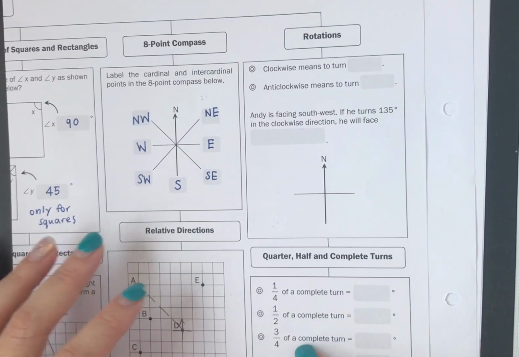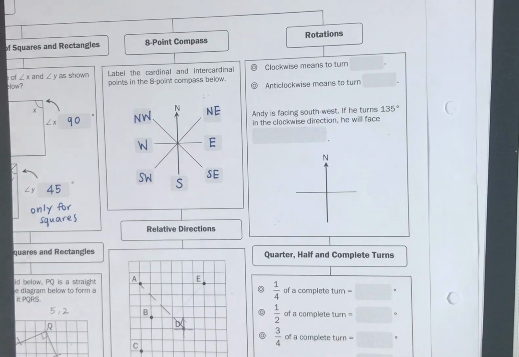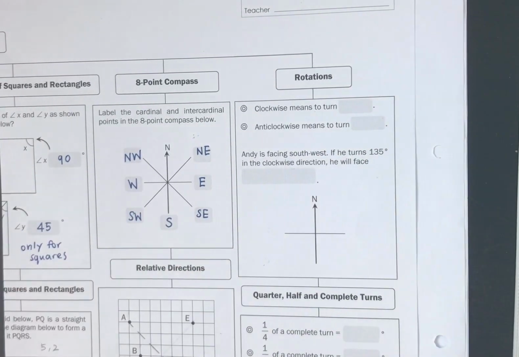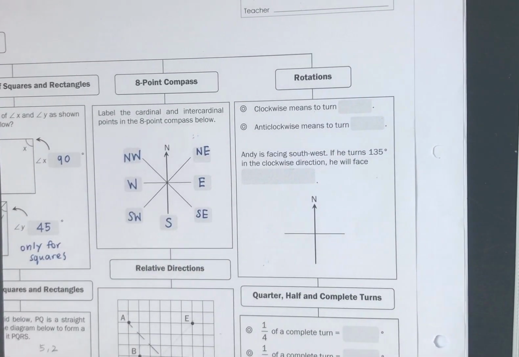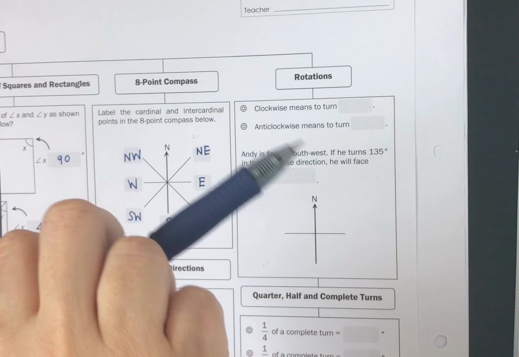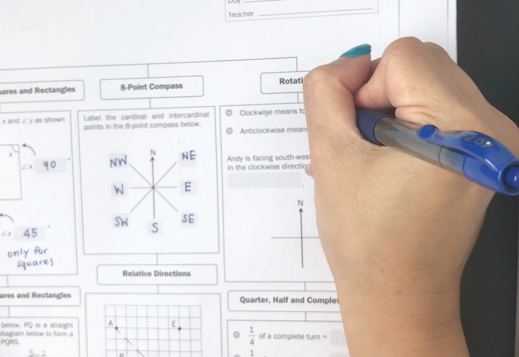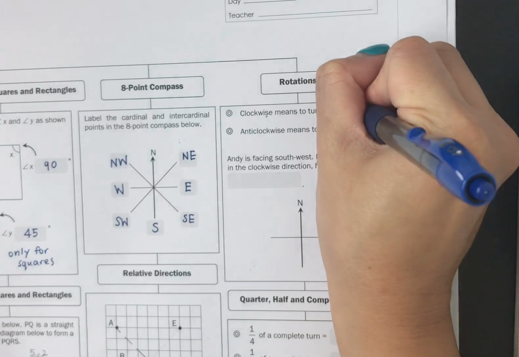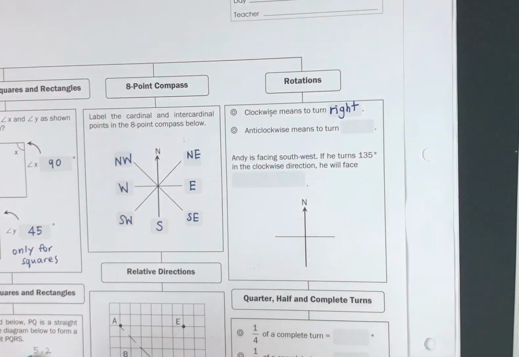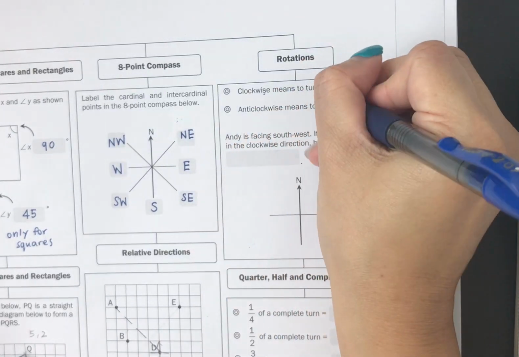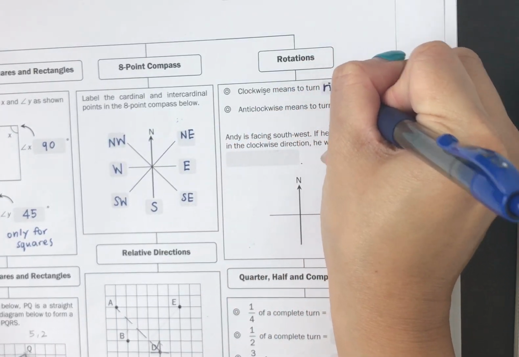Okay, now we go to rotations. Clockwise means to turn this way. If you remember in my previous video, I told you point at the ceiling, then point to your right, then point down. So clockwise means to start turning rightwards. If you're right-handed, just know which way is clockwise. Anti-clockwise means to turn, obviously, in the opposite direction.